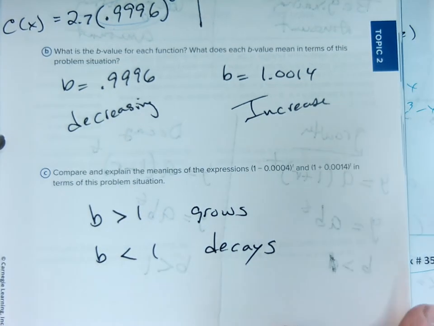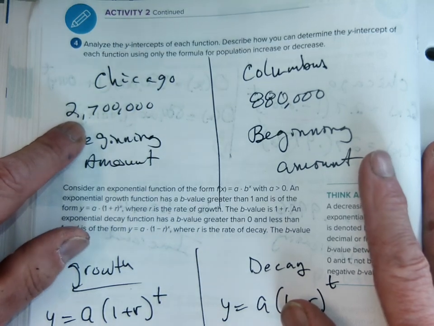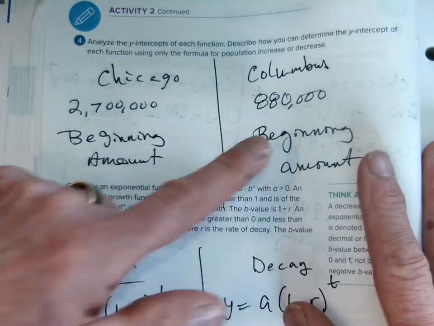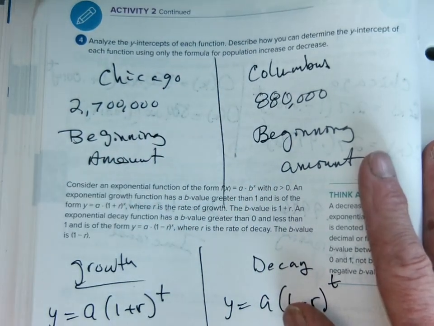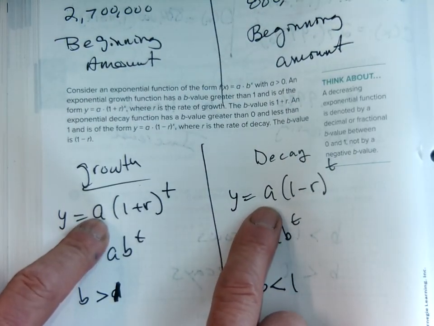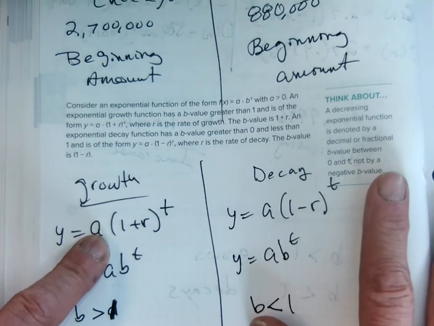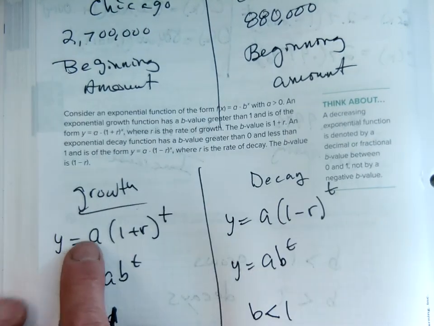All right. So then we turn the page, and we know that Chicago's beginning amount was 2,700,000. Columbus, Ohio's was 880,000 beginning amount. We know in our formulas that A, whatever number is here, is our beginning amount. So for Chicago, that'd be 2.7 million over here, and for Ohio, it'd be 880,000.